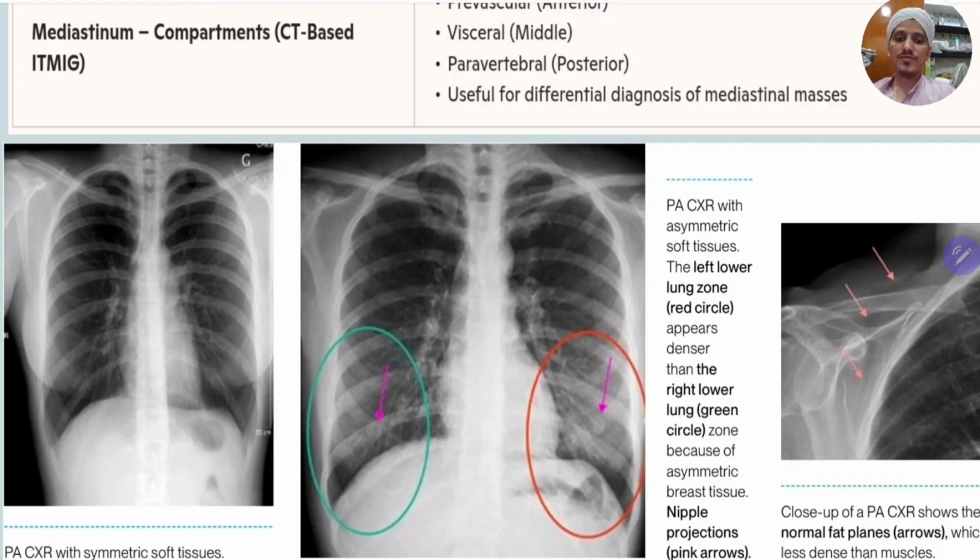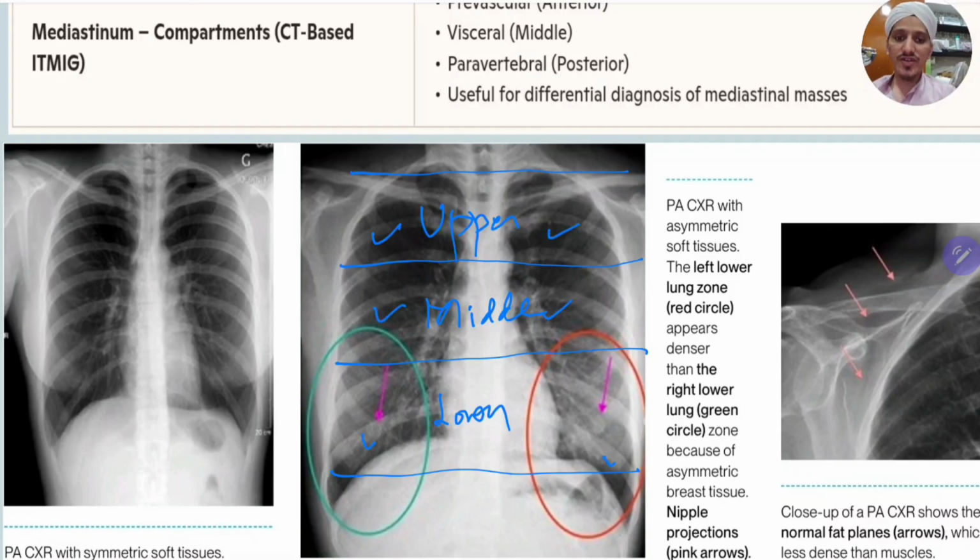Now how will you compare both the sides? You divide the lung into 3 zones. This is the upper zone, this is the middle zone, and this is the lower zone. After dividing, you will compare the left to right.